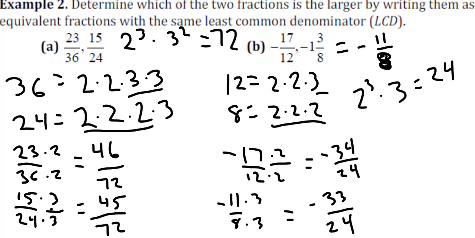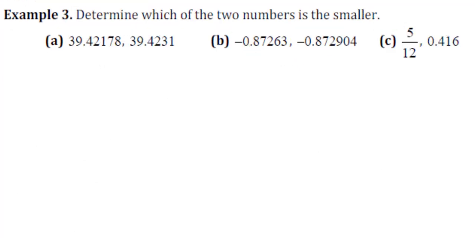Right? So this would be the least negative, so this would be the bigger of the two numbers in that situation. Not bad, right? All right, so here, pretty easy problems, especially A there.